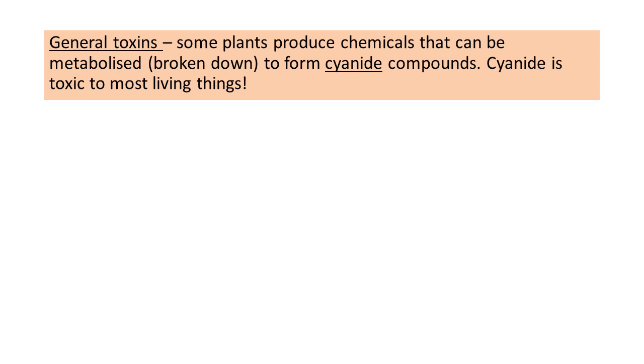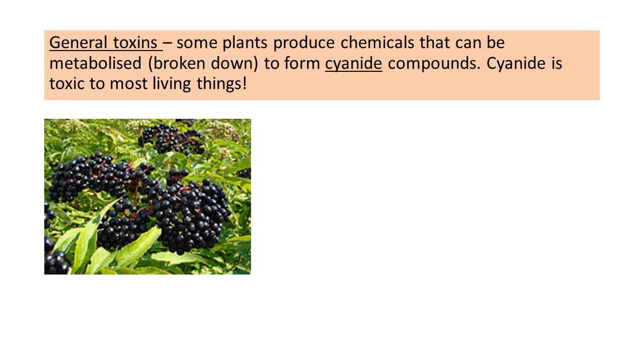Generalized toxins. Cyanide. Cyanide is a compound which occurs in quite a lot of different types of plants. It's toxic to more or less everything, mainly because it interferes with the way in which energy is converted into ATP in the mitochondria, and cyanide destroys that process. It interferes with the electron transport chain, which you'll hear more about next year.